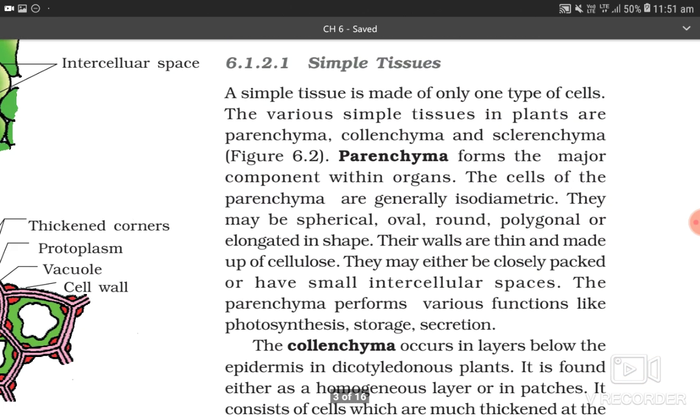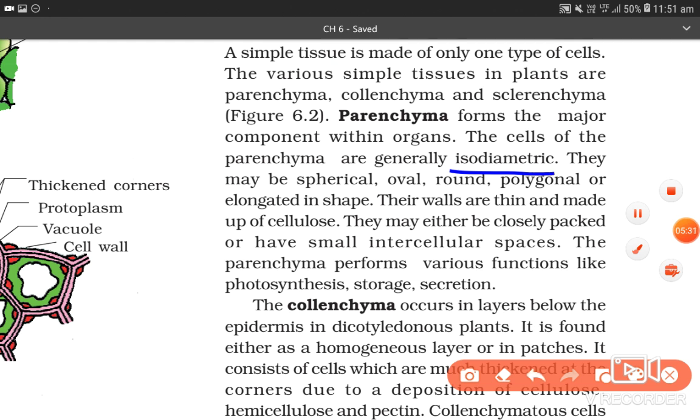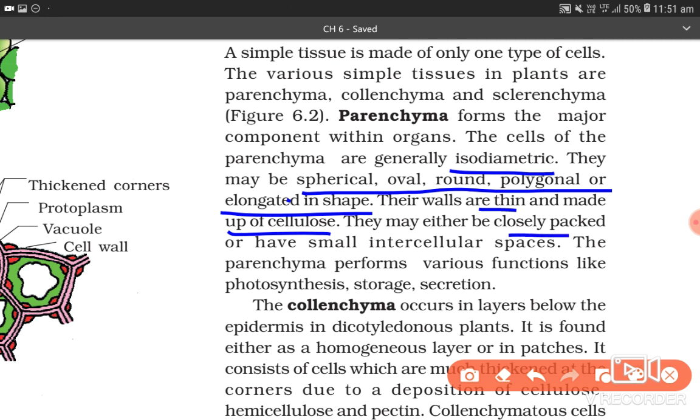Parenchyma forms the major component within the organ. The cells of the parenchyma are generally isodiametric. They may be spherical, oval, round, polygonal, or elongated in shape. Their walls are thin and made up of cellulose. They may either be closely packed or have small intercellular spaces. The parenchyma performs various functions like photosynthesis, storage, secretion.